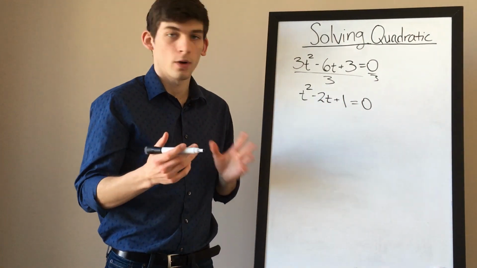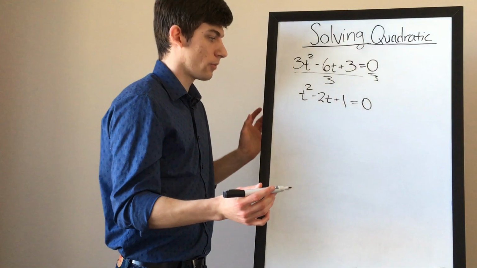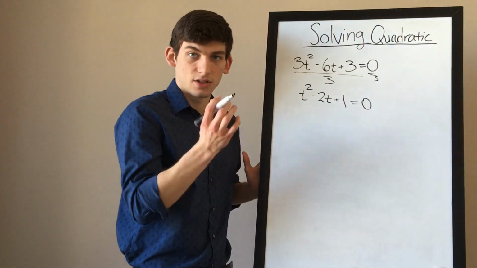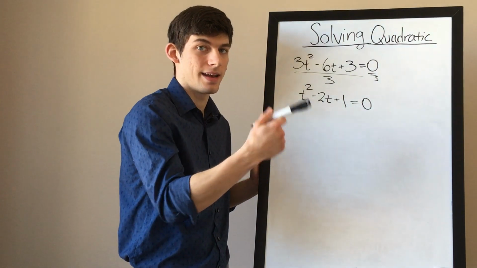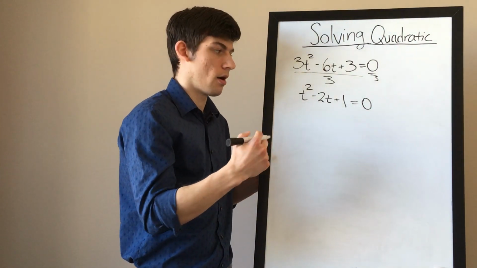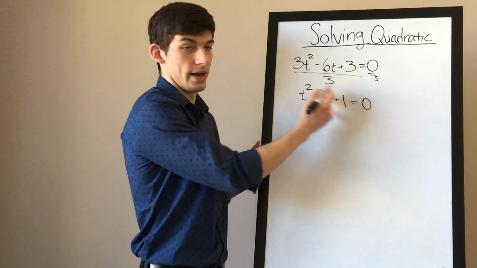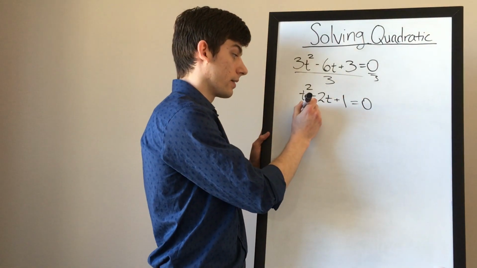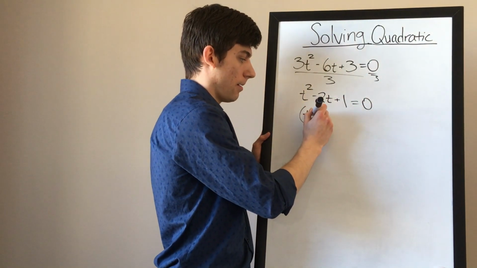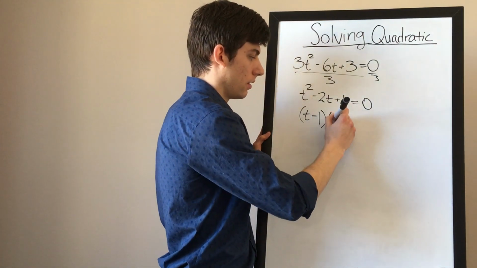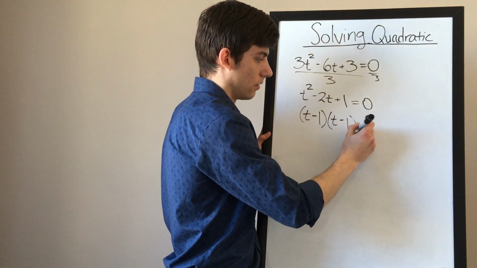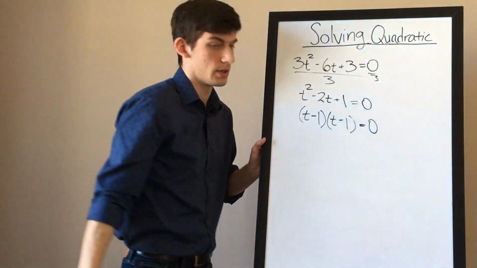So where do we go from here? Just like in the last example, you can rewrite this as two factors, two things that multiply together. In this case, we decided that negative 1 and negative 1 are our two numbers that make this equation work. So we can rewrite this as t minus 1, because we said it's negative 1, right? t minus 1 times t minus 1 equals 0.